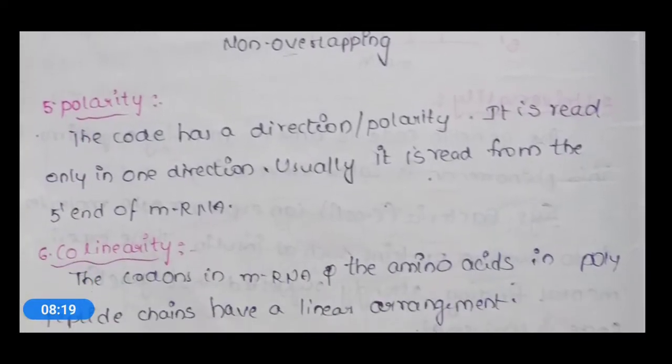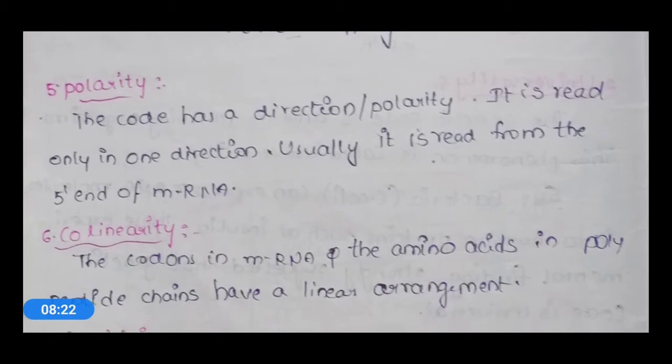The next one is polarity. Polarity is nothing but the direction of the genetic code. Whenever an mRNA is present, we should read the codons in the 5' to 3' direction. The genetic code has a polarity nature, and that's why we read this particular mRNA from one direction only, mostly from the 5' end.